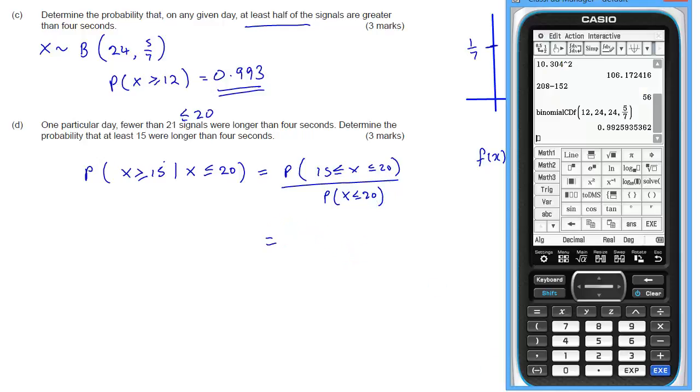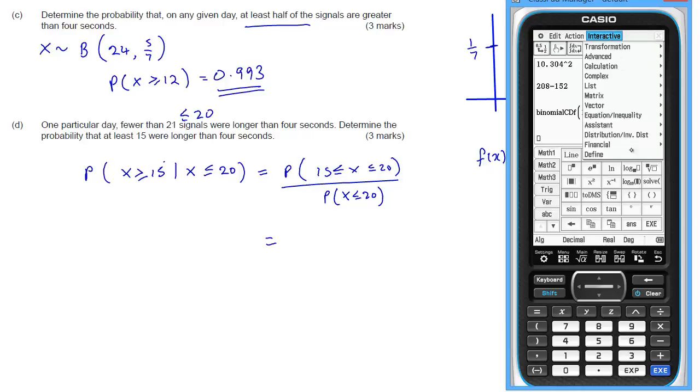So we just need to calculate that. So 15 and 20, we could just edit this one. So you go 15 and 20. 24, 5/7. So that will be that. And then we also want just the less than or equal to 20.